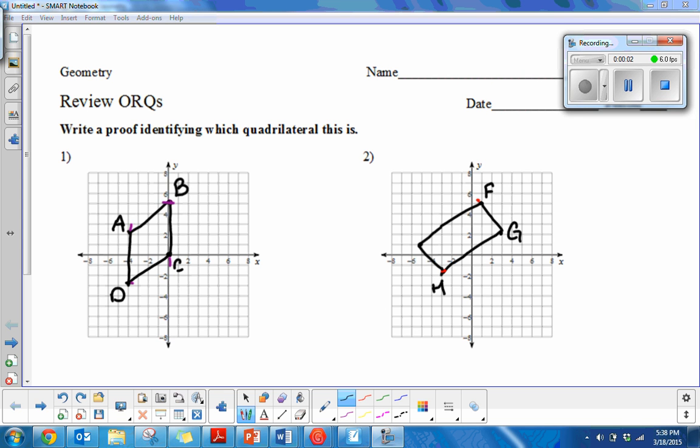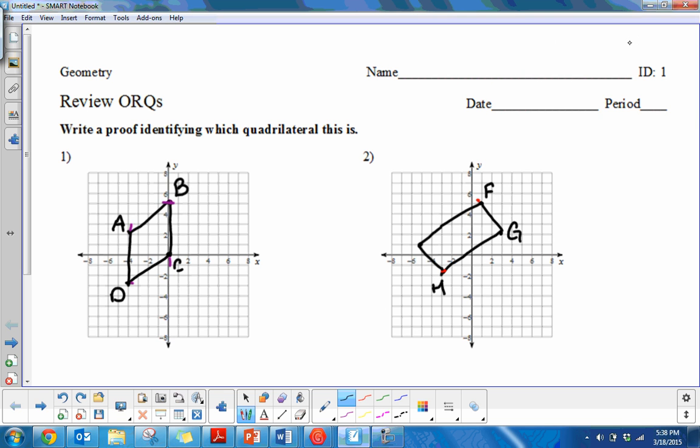Okay, here we go with the review of the ORQs for Proficiency 3. Okay, so the first part we're going to work on is writing a proof for a quadrilateral. There are 4 steps you need.